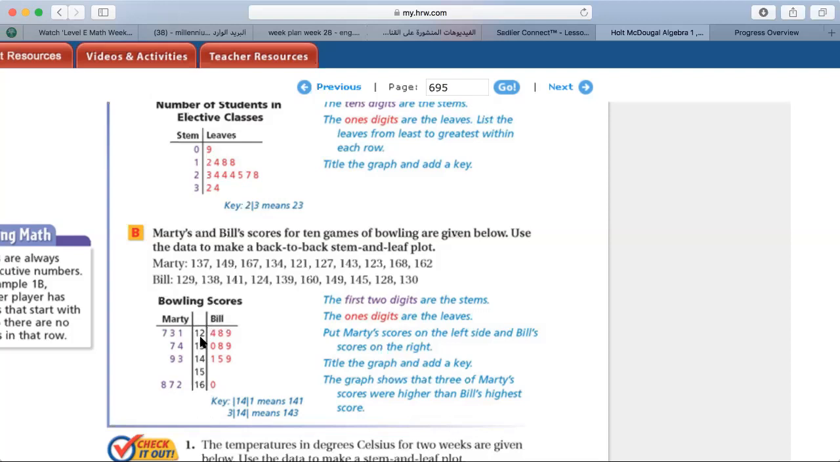Then take the number. Why 12? Because 120 and, okay, 129, 124, 128. This is the least number that we're going to start from. That's why I started with 12.